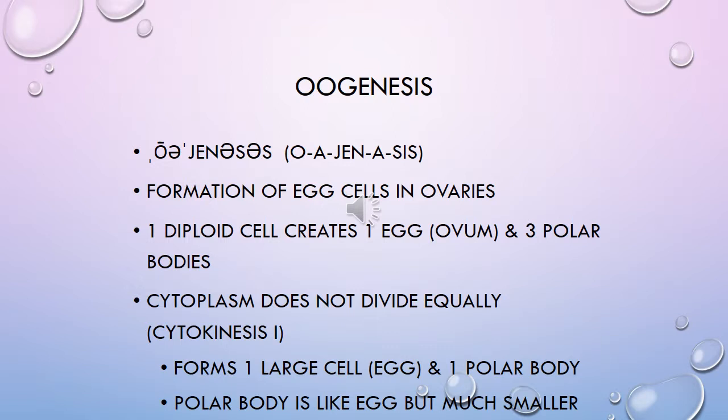Sperm, on the other hand, is the smallest cell in the human body because it divides in half and it divides in half again. So we're looking at the largest cell and the smallest cell in the human body.